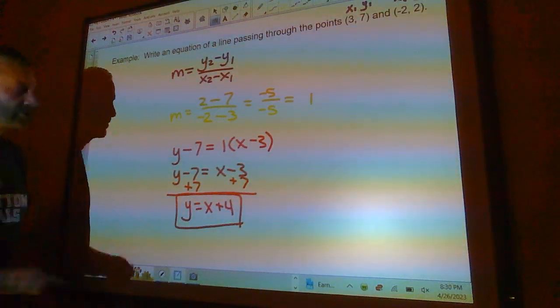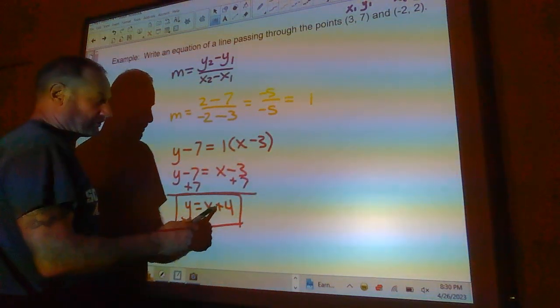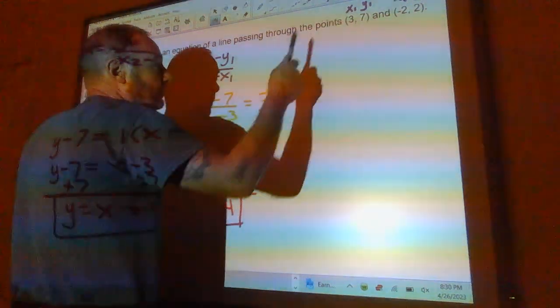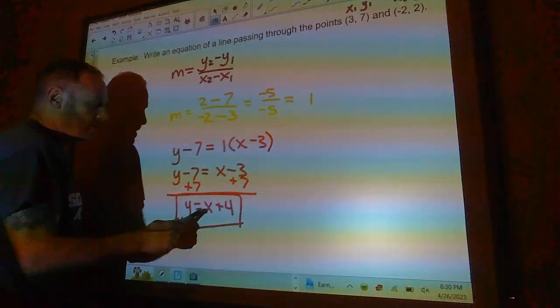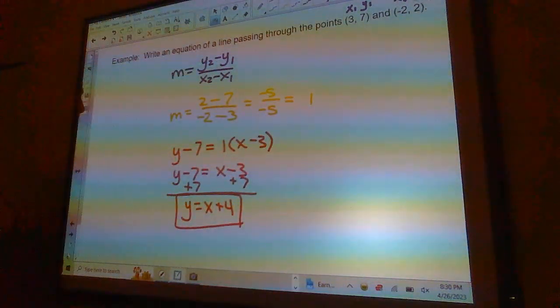Now, if I wasn't sure, I could test this. I can plug my x in here. If I plug in 3, 3 plus 4 is 7. Oh, that point works. If I put in negative 2, negative 2 plus 4 is 2. Oh, that one works. I'm good to go.